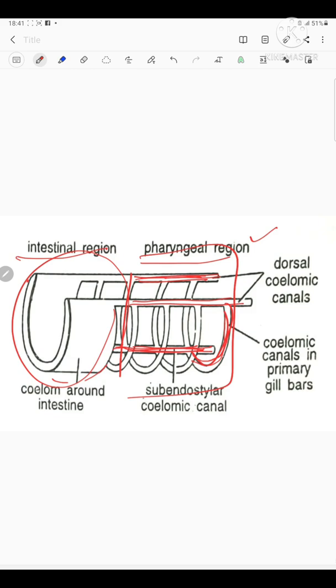A small amount of coelomic cavity is also present on the dorsal surface of the gonad, that is known as gonocoel, and around the midgut or liver diverticulum also. Remaining part will be discussed in the next video.